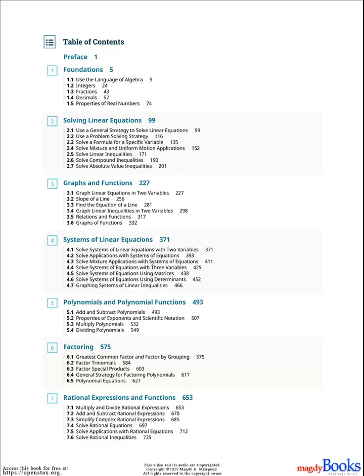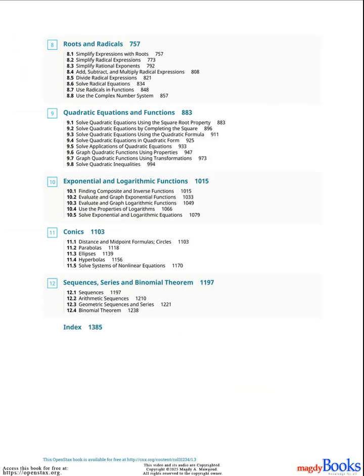7.1. Multiply and divide rational expressions. 7.2. Add and subtract rational expressions. 7.3. Simplify complex rational expressions. 7.4. Solve rational equations. 7.5. Solve applications with rational equations. 7.6. Solve rational inequalities. 8.